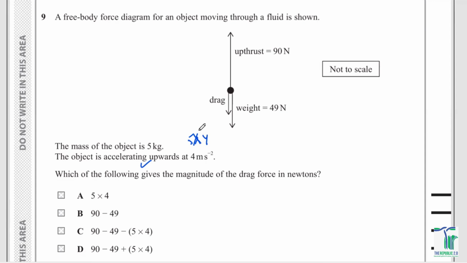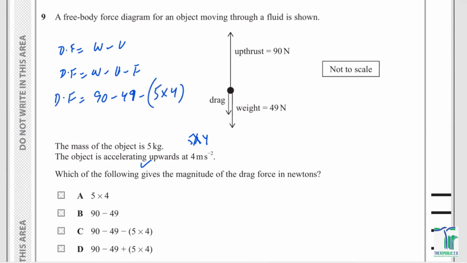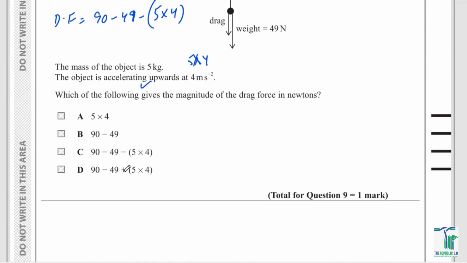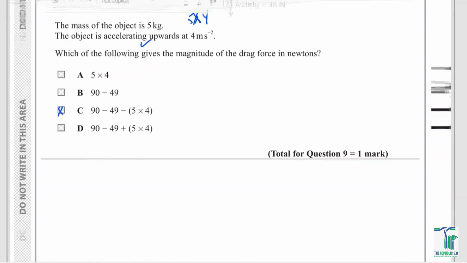If you want to calculate the drag force, if the body is not moving or the resultant force is 0, the drag force would just simply be weight minus the upthrust. But if the body is accelerating upwards, you need to subtract that upward force as well. So drag force must be equal to weight minus upthrust minus the upward acting force. The weight is 90, the upthrust is 49, and the force acting upwards is simply, F is equal to ma, you have got m, you have got a, so 5 times 4. So that is how you can easily calculate the drag force. And it has to be this one, C. So that is why you have to go with option number C.